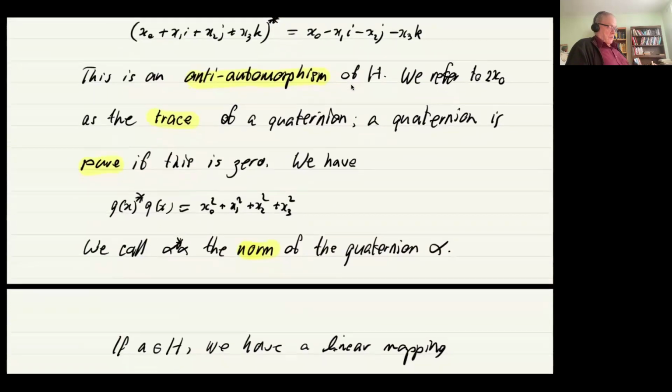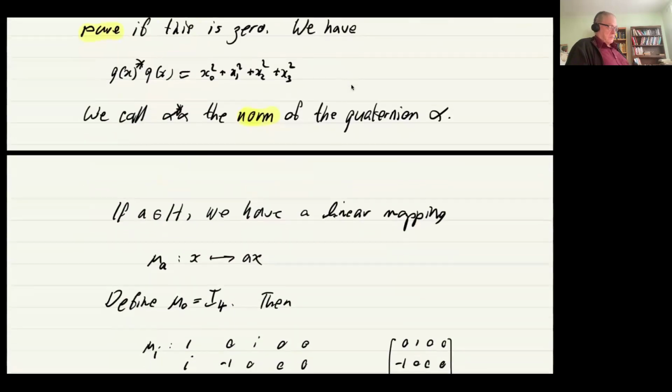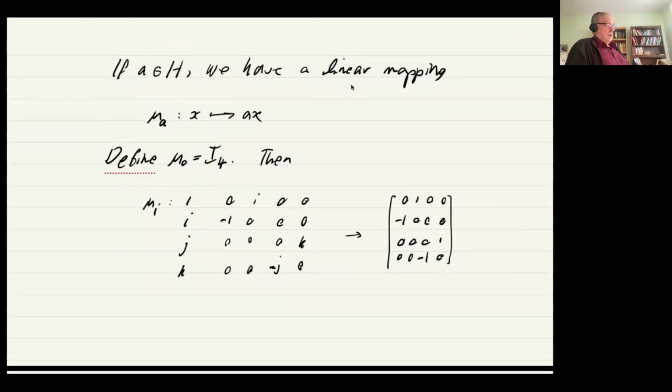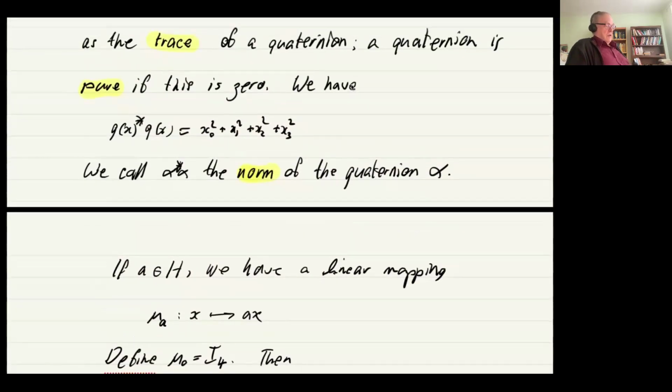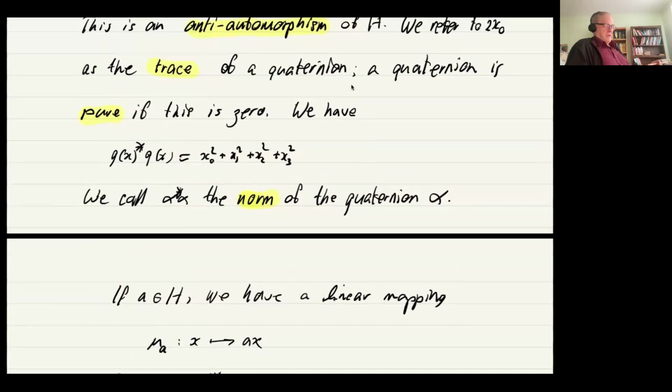And so we call this the norm of a quaternion. Now, if A is a quaternion, we have a linear mapping, which I'll denote by mu sub A, which sends any quaternion x to A times x. Now, it follows from this that any non-zero quaternion is invertible.